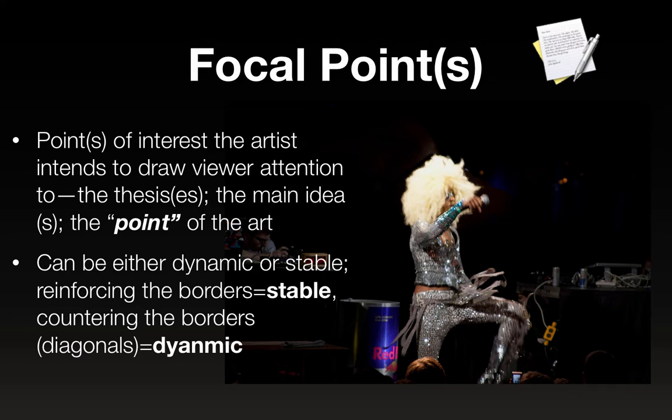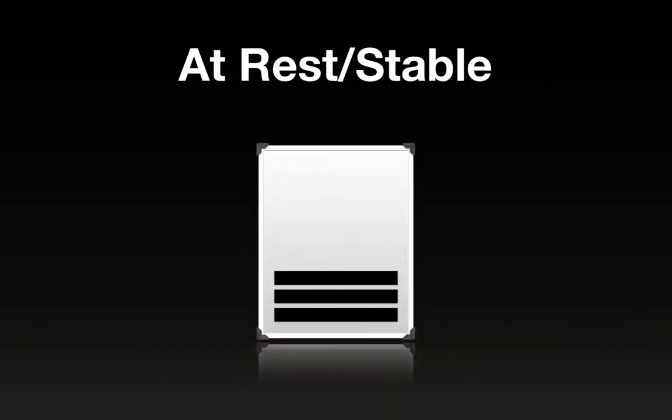So we can see the focal point here pretty clearly. He's countering the borders. He's in motion. He's dynamic. He's also got a spotlight on him, and he's dressed very outrageously, but definitely got some compositional elements going on there. So these elements are at rest or stable. They're horizontal. They're seen as not moving and at rest.